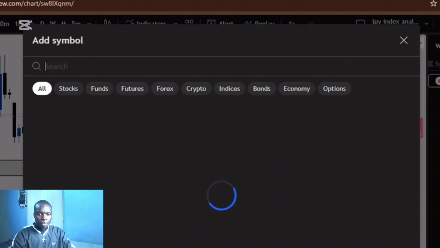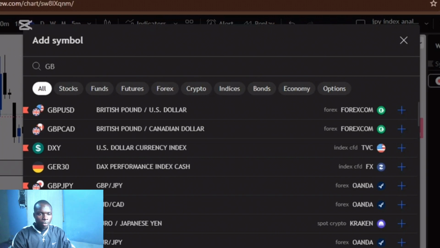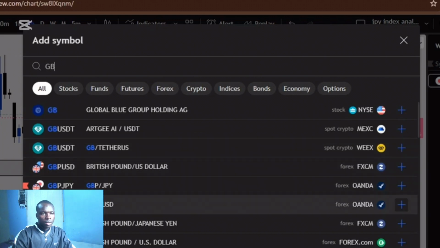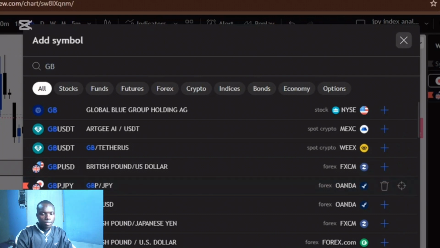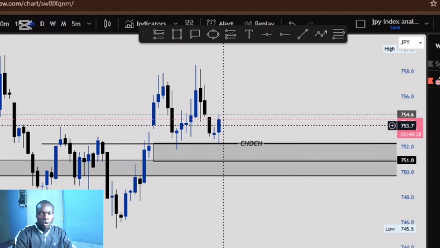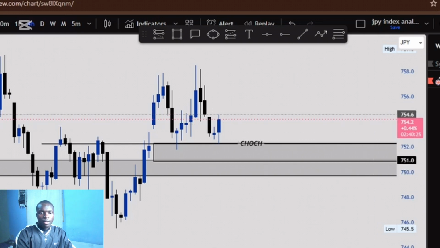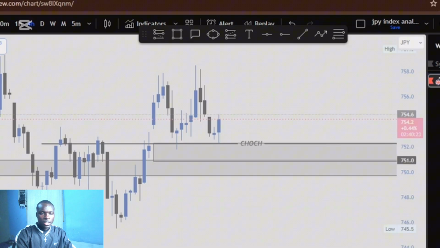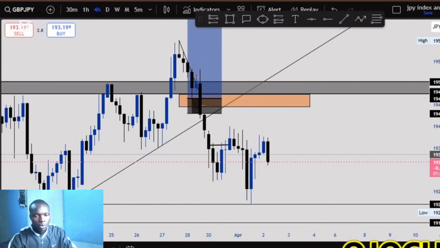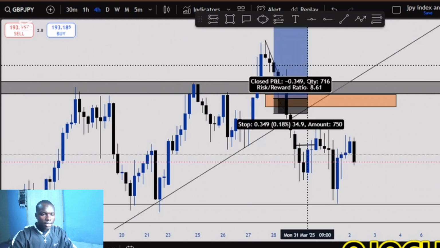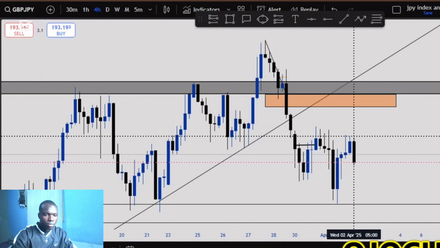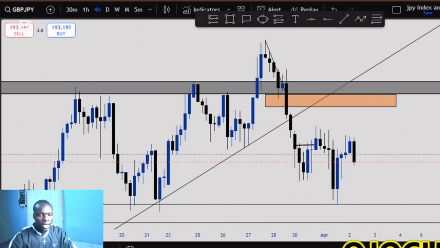So once we go on the GBPJPY right now, all we are going to check out is a sell. The reason is because we have a buy right now on the JPYX. So we are looking forward to sell on the GBPJPY. You can see that's what we are having here.